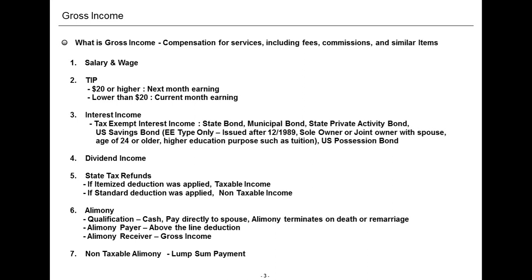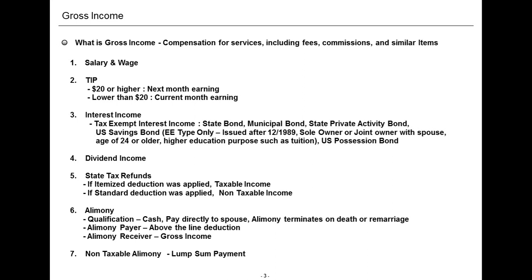And third item is interest income. Let's say you have savings in your bank and you get paid back monthly or quarterly as interest income. That can be your gross income, and you have to file that for your tax return. But there are certain interest incomes that are tax exempt.